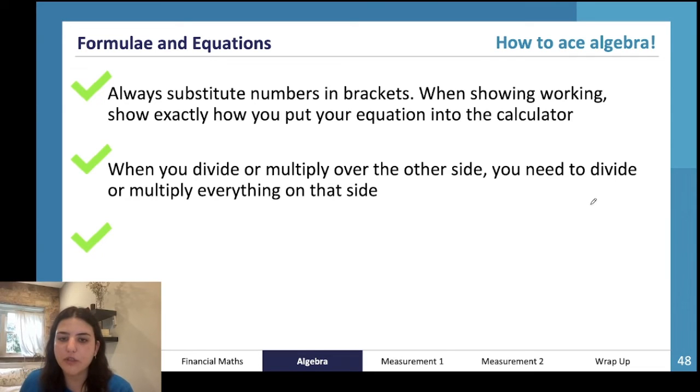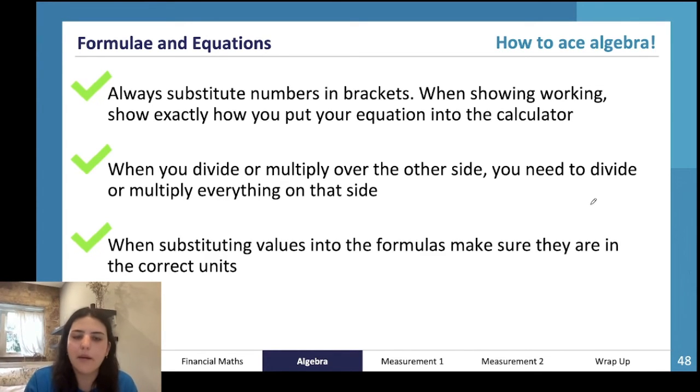When you divide or multiply on one side, you need to divide or multiply everything on the other side. So if you're moving the minus 2 over, you're minusing 2 from everything on the other side. If you're dividing by 2, you divide the entire other side by 2. When substituting values into formulas, make sure that they are also in the correct units. You don't want to accidentally put milliliters in where you're actually putting liters or something like that.